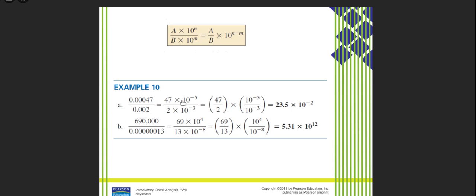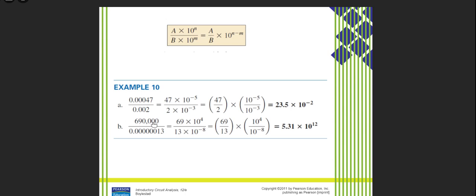I have 47 multiplied by 10 power of negative 5. This number is 2 multiplied by 10 negative 3. If I do the math here, 47 divided by 2, and this part for the power of 10. 47 divided by 2 is 23.5, and this part is 10 power of negative 5 minus negative 3, which becomes negative 2.